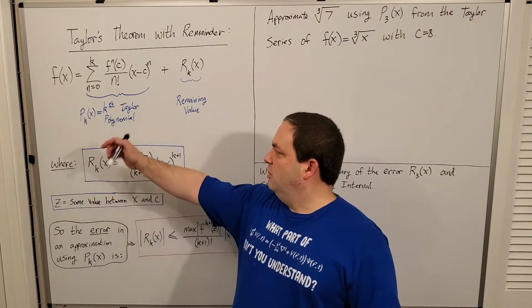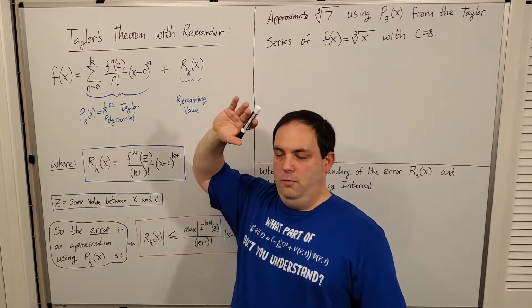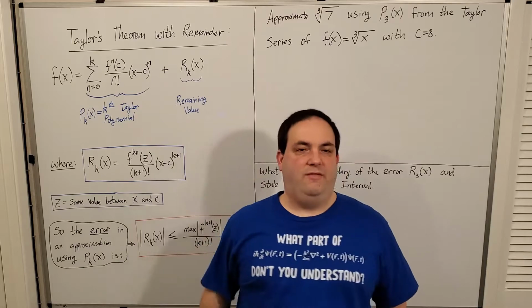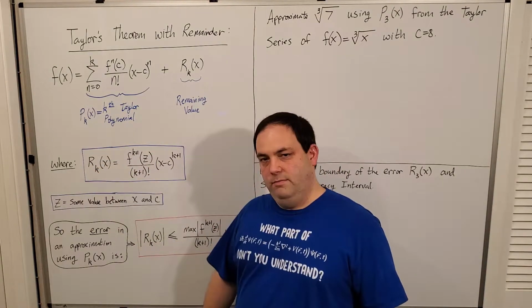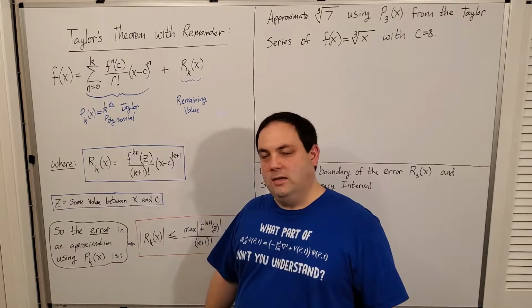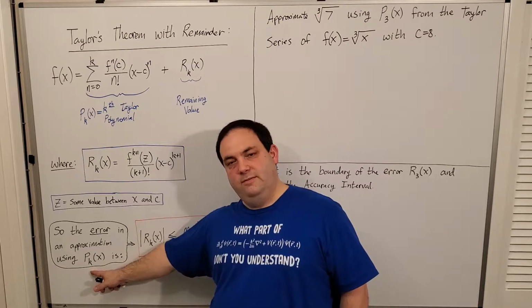Okay? So in other words, if you pick a certain level of Taylor polynomial, let's say you pick P sub 7, then the absolute value of R sub 7 evaluated at your x is going to be the error for P sub 7.